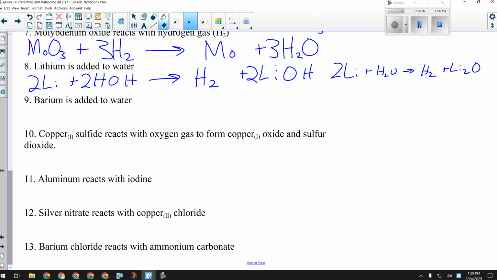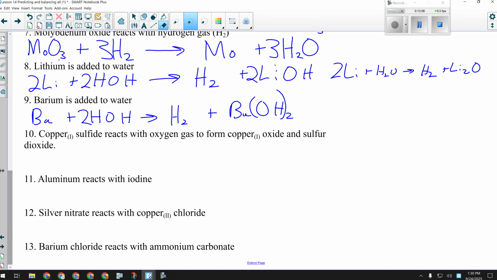All right, barium added to water, same idea. Barium added to HOH. What kind of reaction is that? Single replacement, right? Barium's going to swap out the hydrogen. So we'll have hydrogen there plus barium hydroxide. Barium's a 2+. So we'll need brackets with a 2 outside of the brackets for that one for the drop and swap. And then we got to balance. A 2 there should take care of everything. So a similar structure, but the balancing is different because barium's charge is different.